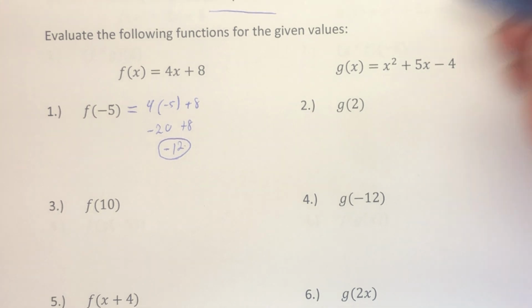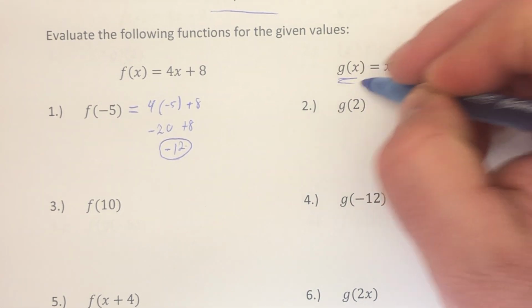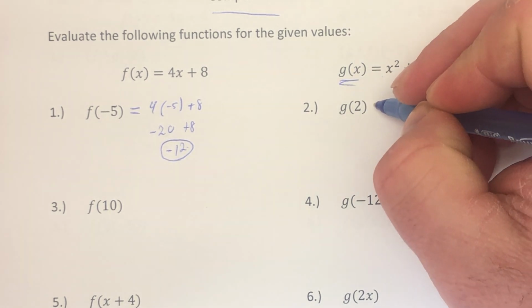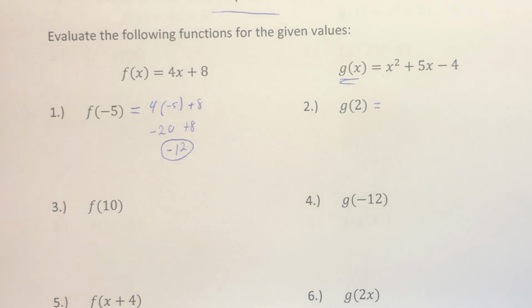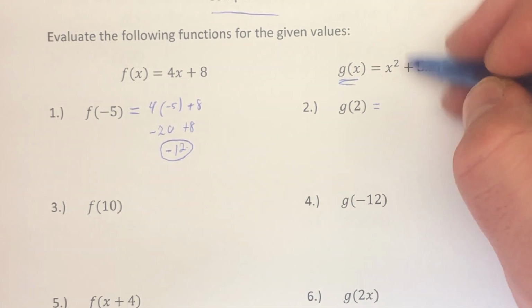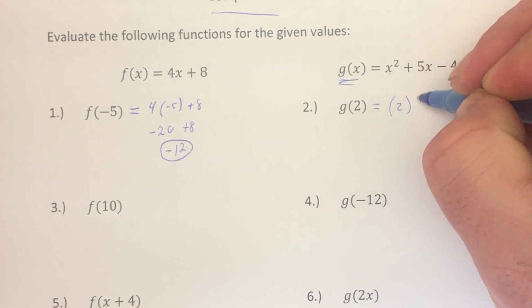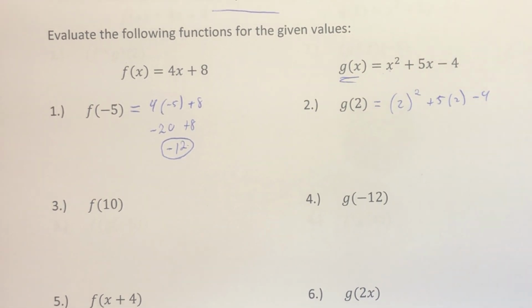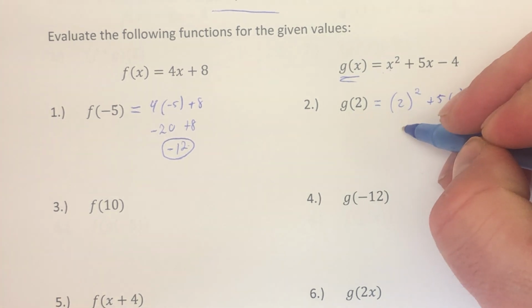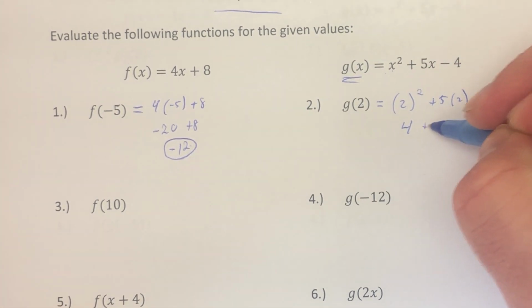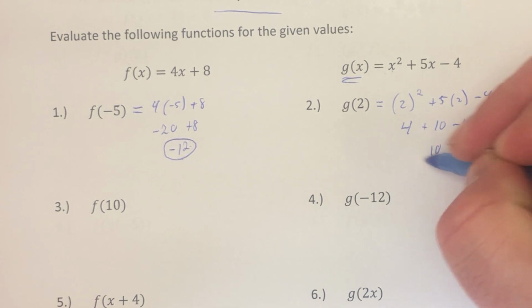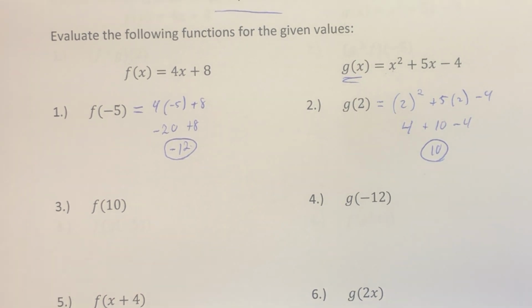Now here I'm trying to evaluate g of 2. So I come up to g's function. Wherever I see an x, which there's multiple x's here, I replace it with a 2. My suggestion, anytime you're replacing a variable, put it in parentheses. So here I have a 2, so I want to do 2 in parentheses squared, plus 5 times 2 minus 4. And we can pretty much type that in the calculator. I'm going to do this by hand though. 2 squared is 4, 5 times 2 is 10, and then I got minus 4. So 4 plus 10 is 14, minus 4 is 10. So g of 2 has a value of 10.